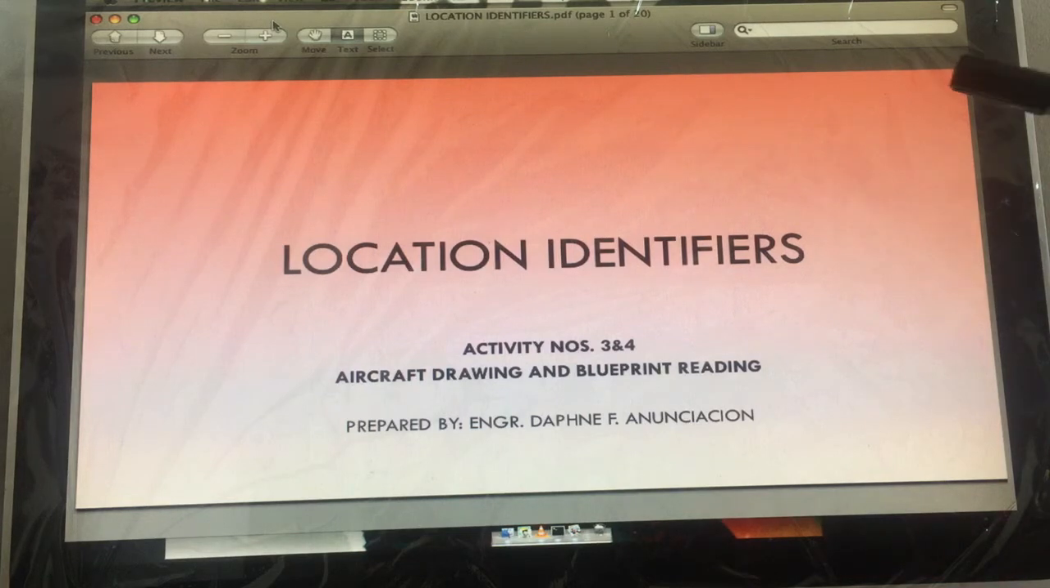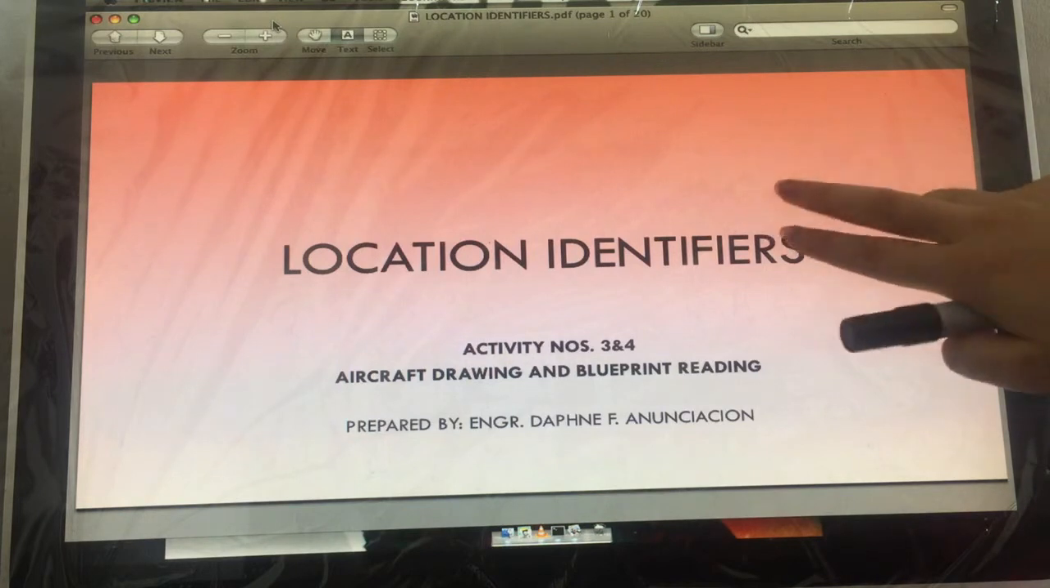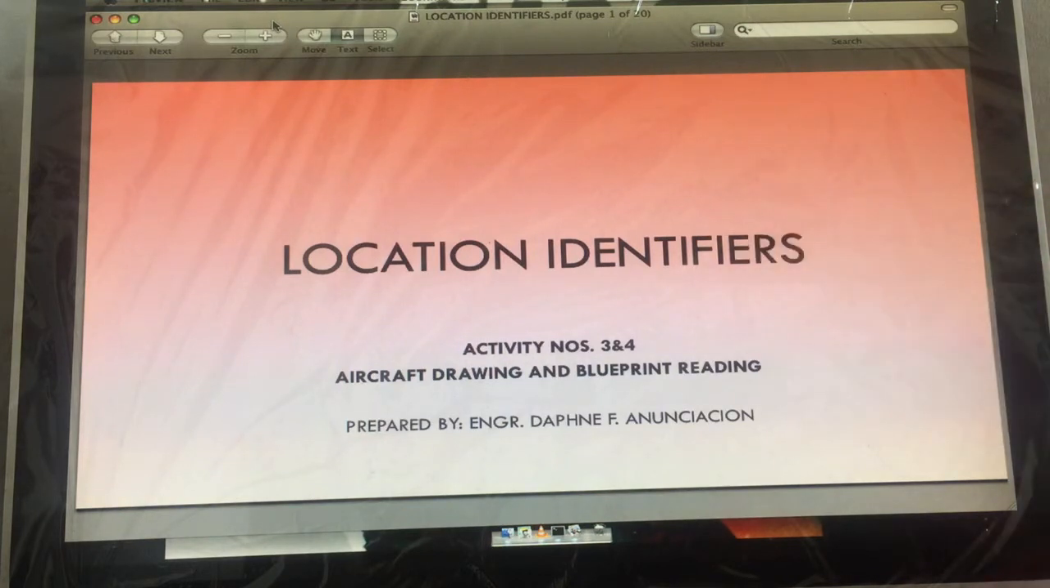So, the third and fourth lesson is about location identifiers. Location identifiers are part of blueprint reading. For blueprint reading, we have 3 location identifiers, and I will divide this into 2 for your plates. We have activities number 3 and 4.